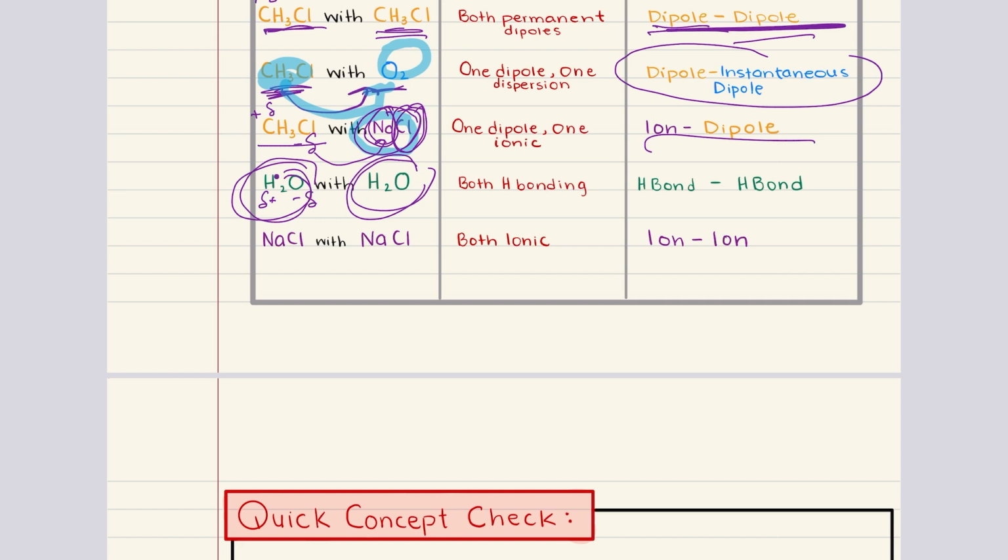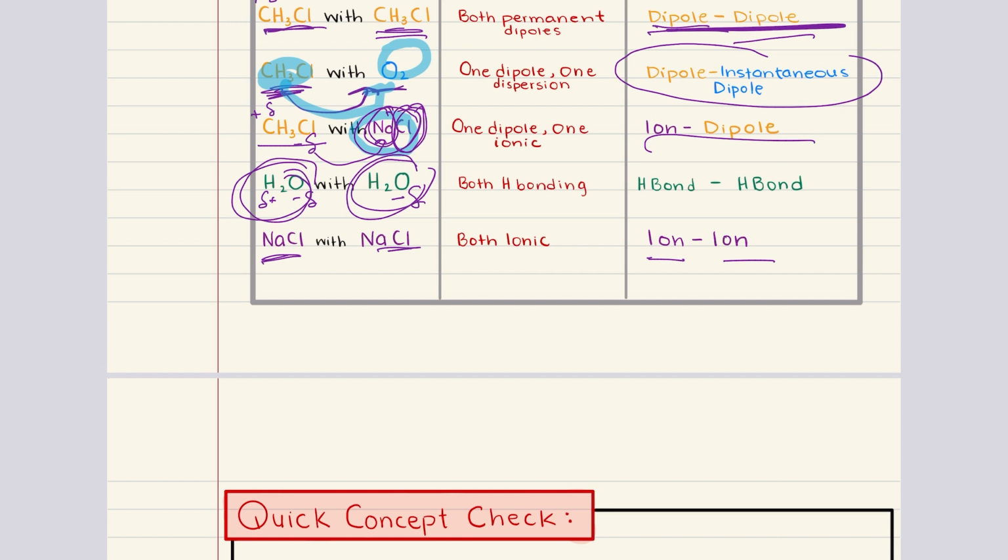So the partially positive hydrogen of one water molecule is going to be strongly attracted to the partially negative oxygen of another water molecule. And what this results in with a bunch of water molecules is an extensive hydrogen bond network. And this gives water a lot of its unique properties, like its high boiling point, its surface tension, and many more. Finally, if both substances are ionic, they experience ion-ion interactions, which are the strongest of them all.